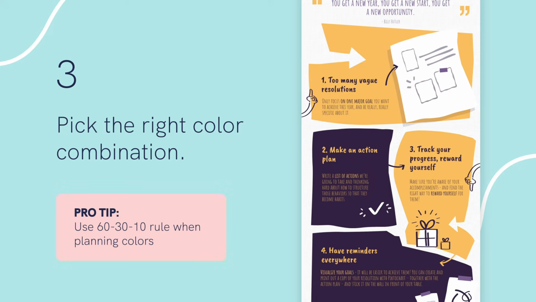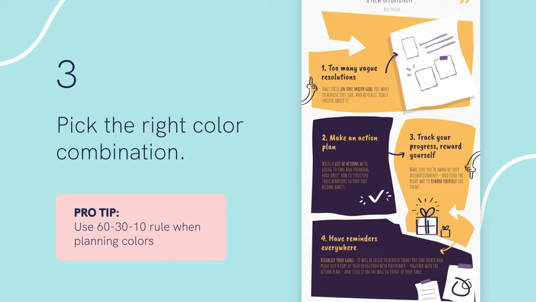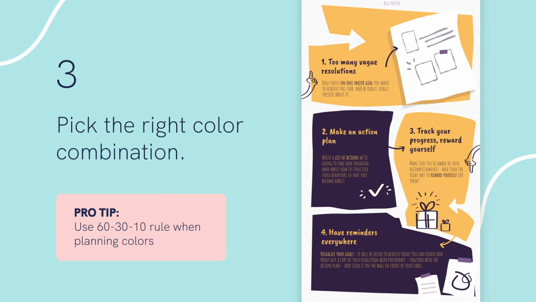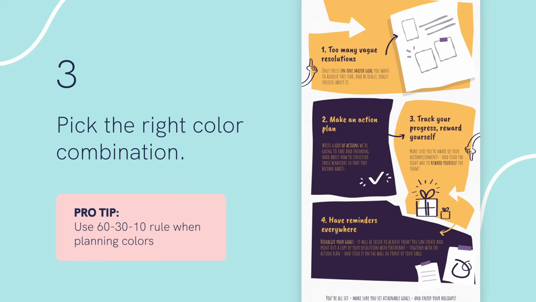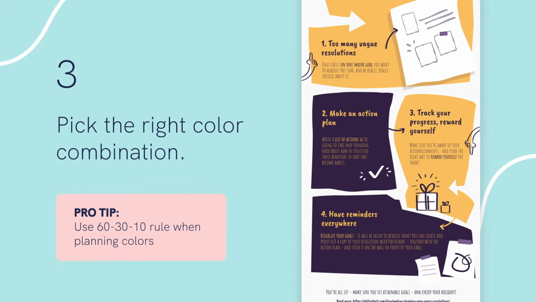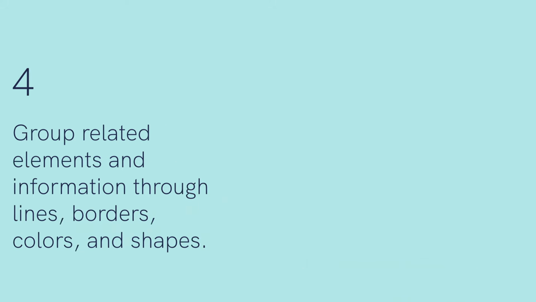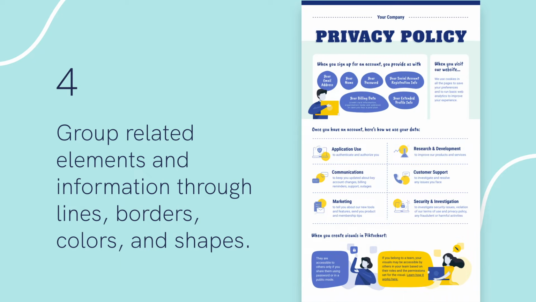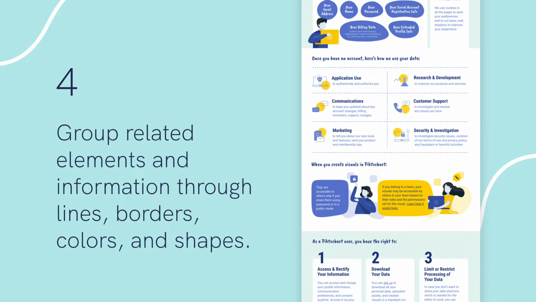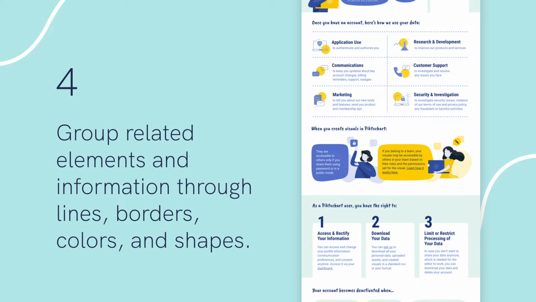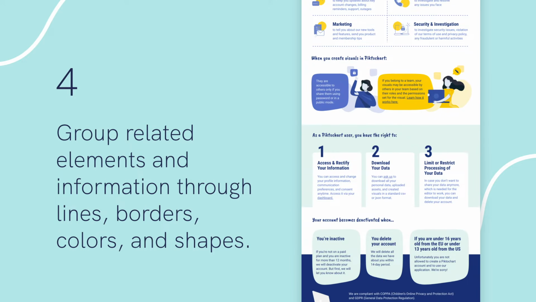A pro tip is to use the 60-30-10 rule when planning your infographic colors. A primary or root color will cover 60% of your infographic, a secondary color will cover 30% of your infographic, and an accent color will cover the remaining 10%. Fourth is to group related elements and information through lines, colors, borders, and shapes. Like visual hierarchy, grouping related elements can help you create a good infographic.